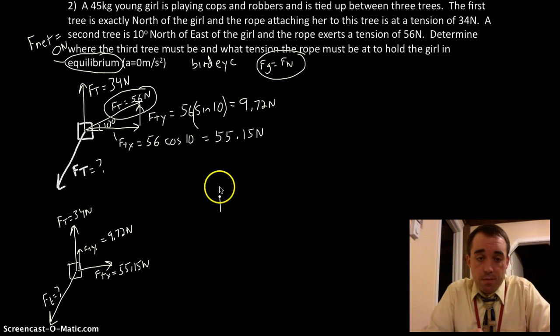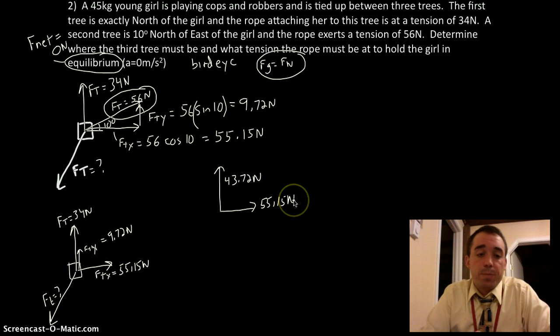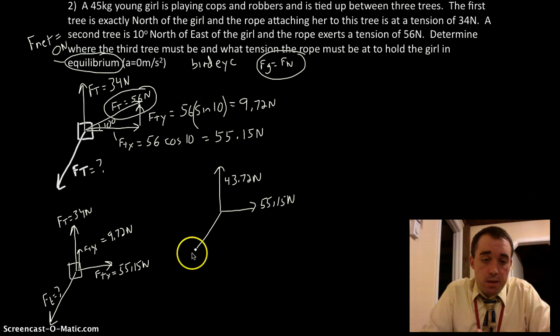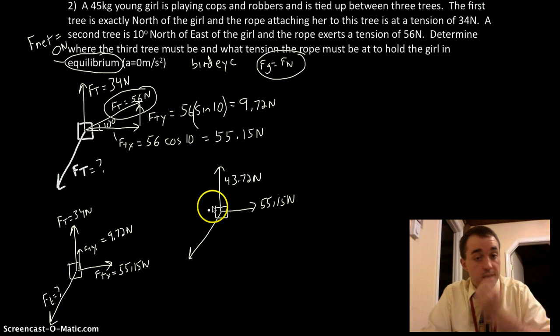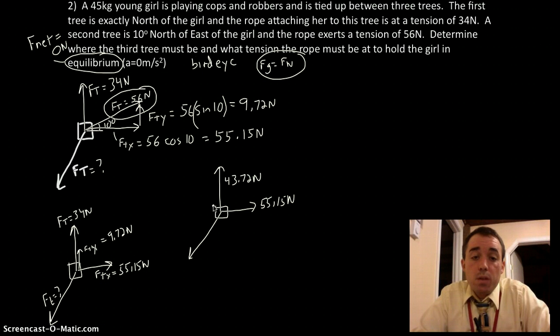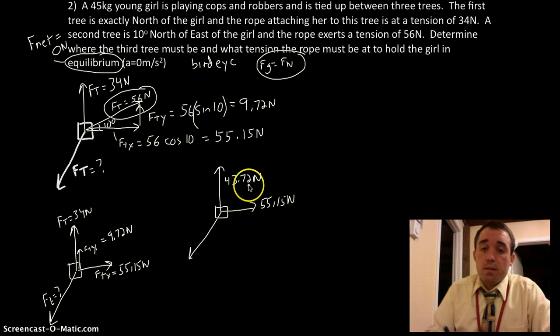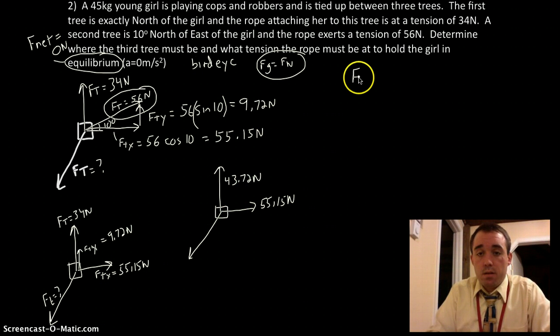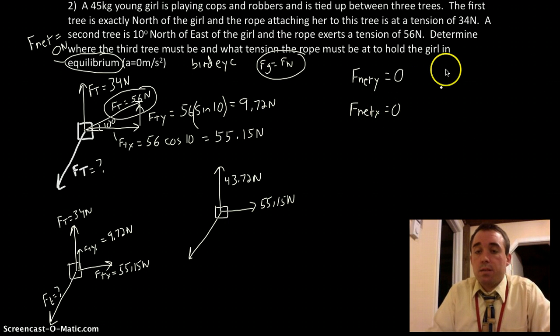So we really have a 43.72 Newton force up, and then a 55.15 Newton force over. And this tension force down here, the one we're looking for, has to cancel that, has to balance it. So that means that if the net force is 0, F net Y has to be 0, and F net X has to be 0.